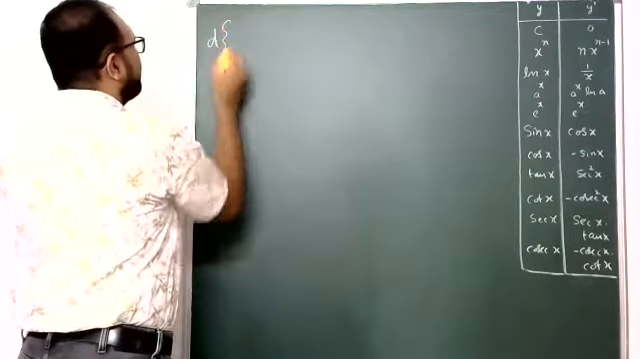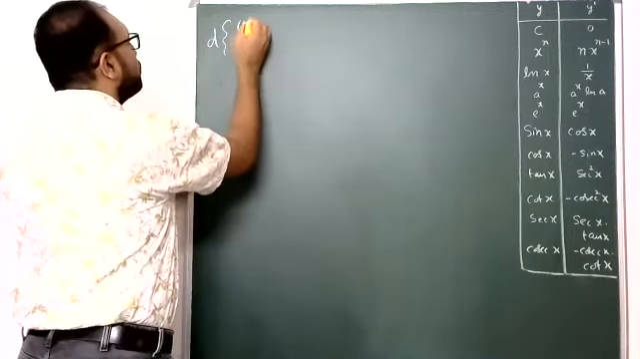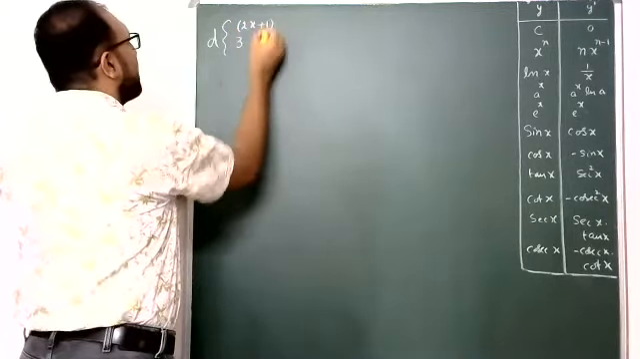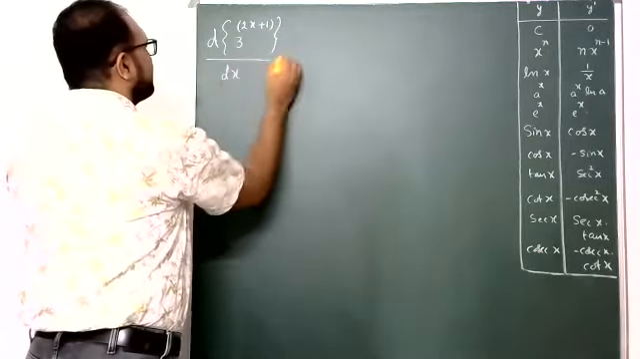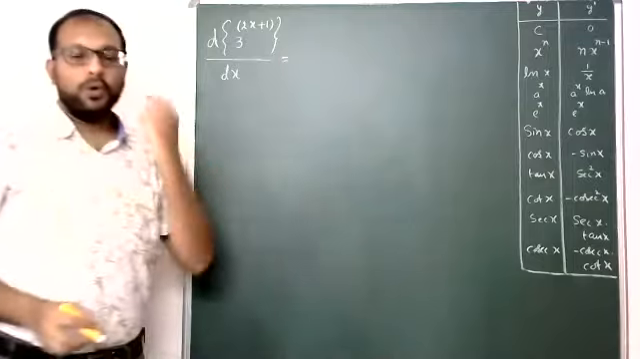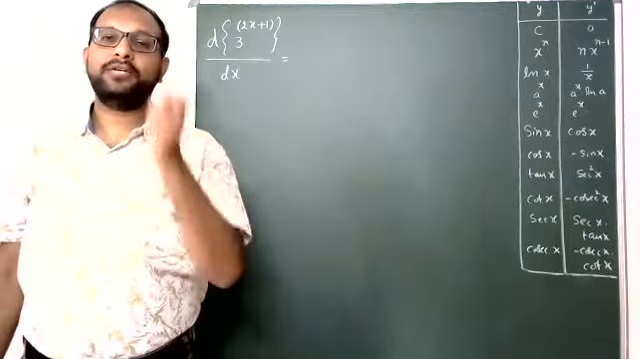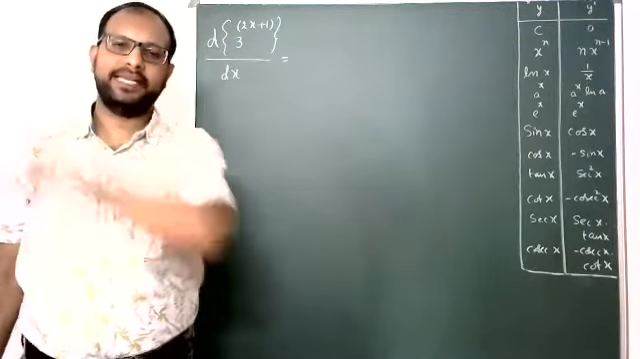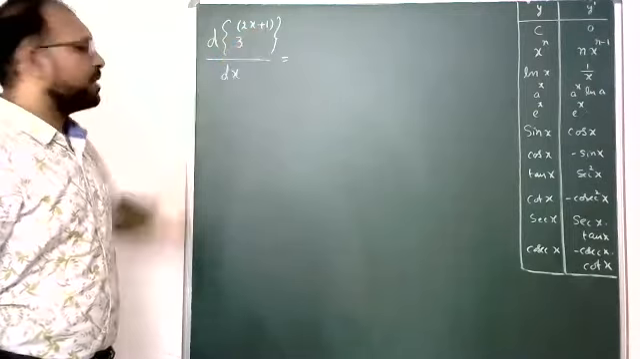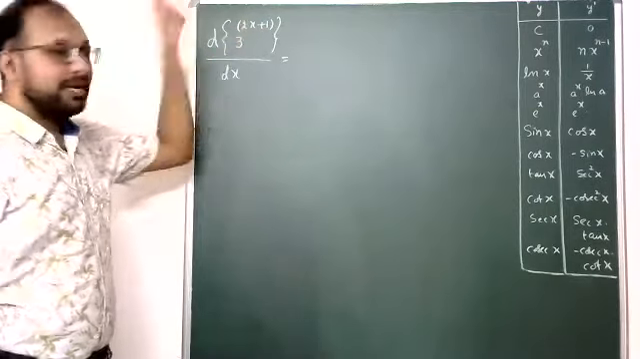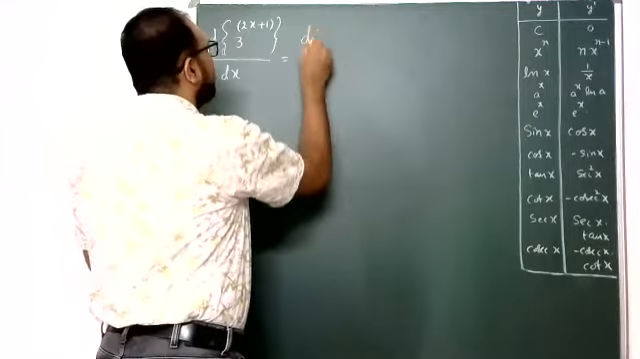Derivative of 3 to the power of 2x plus 1 with respect to x. Only 3 to the power of x means we know that is 3 to the power of x ln 3. But here 3 to the power of 2x plus 1 means it is again one function. So this I am writing by using the chain rule.